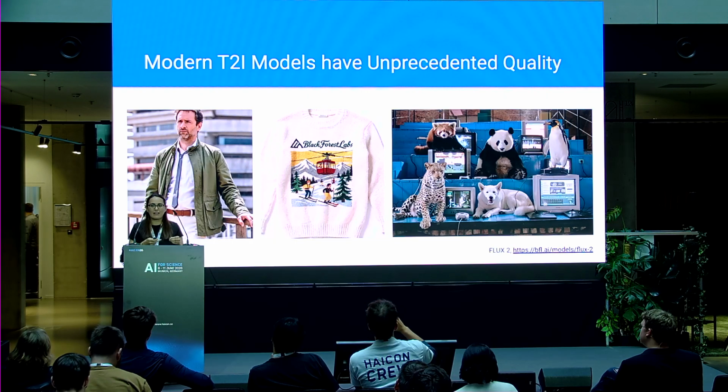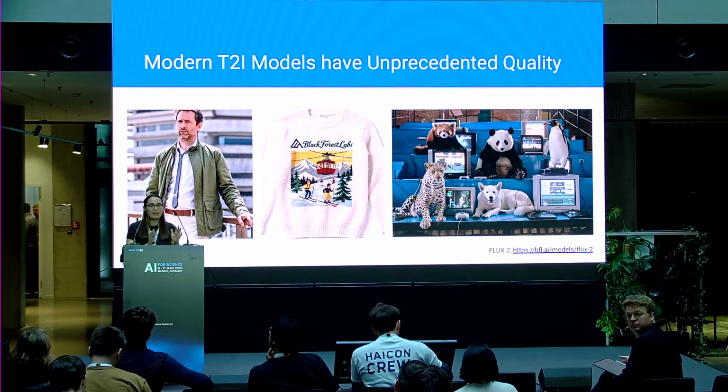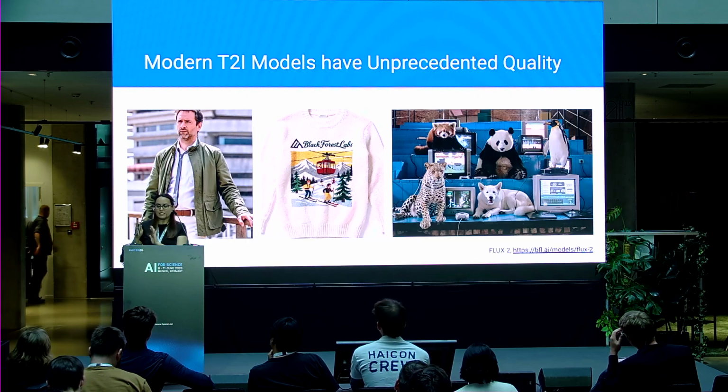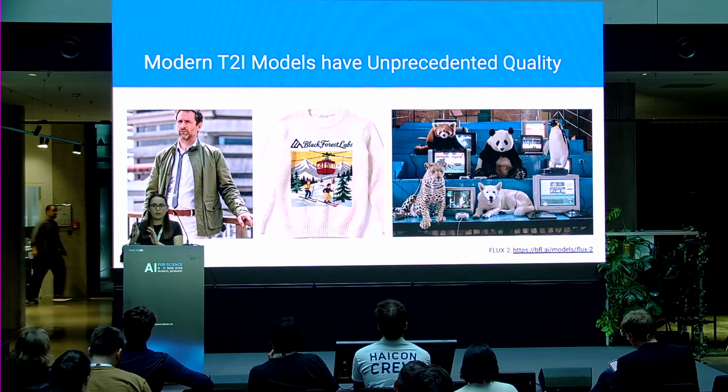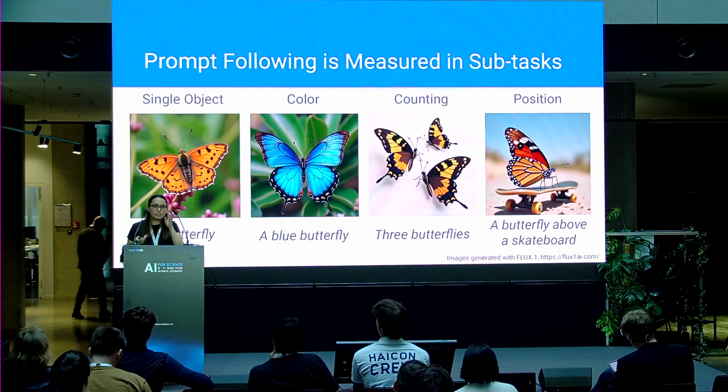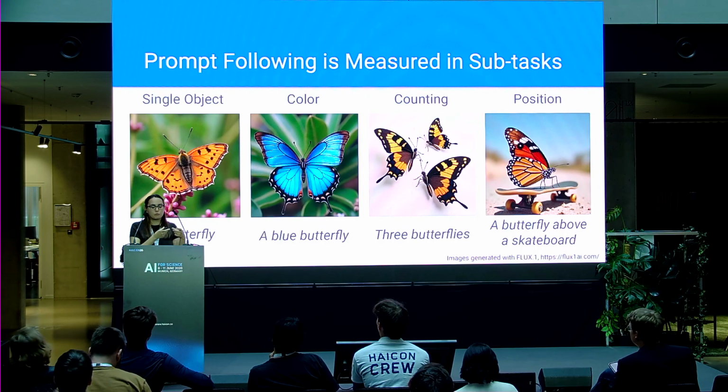But prompt following, how I've described it, is still kind of broad, because it's not exactly the same thing to be able to draw a picture of a person as it is to be able to draw an image of 2 different types of pandas, a snow leopard, a penguin, a wolf, and a bunch of computers. So what we do is we break it up into subtasks. And we have small pools of prompts that we're trying to test and really probe one specific capability.